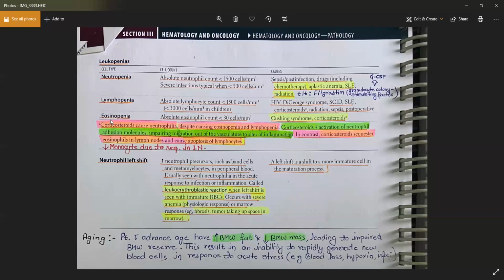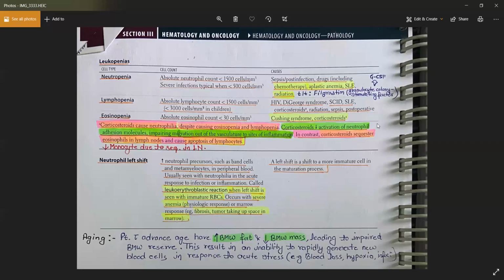Okay, corticosteroids, they can cause a neutrophilia because they cause a demargination of the neutrophils from the blood vessels, right? So although you are having a neutrophilia, your neutrophils cannot cross the vessel wall, and because of that, you will be having an increased risk of infections, right? Okay, and they will cause the eosinopenia and the lymphopenia also. Eosinopenia because of sequestration of the eosinophils in the lymph nodes, and lymphopenia because of direct apoptosis of the lymphocytes.